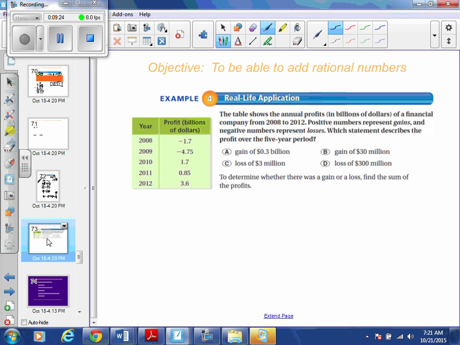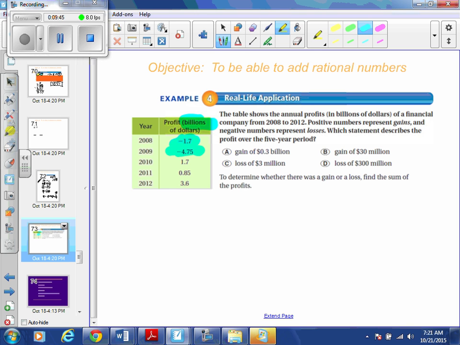Okay, lastly, the table shows the annual profits. Remember, profit is money that a company makes after they pay all their expenses, okay? Of a financial company from 2008 to 2012. Positive numbers are gains and negative are losses. Which statement describes the profit over the 5-year period?